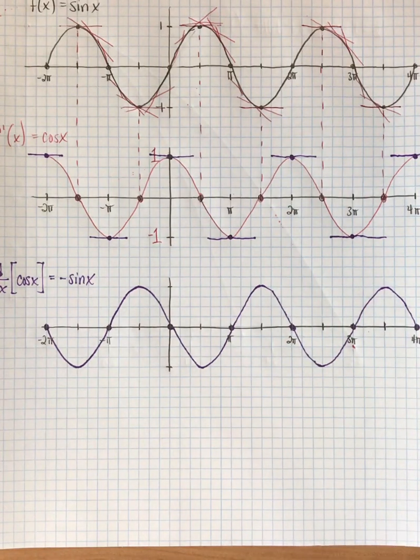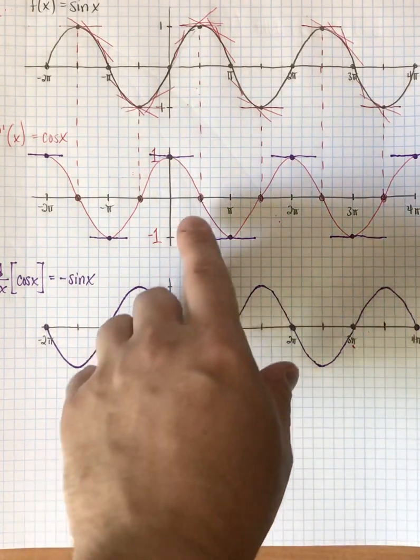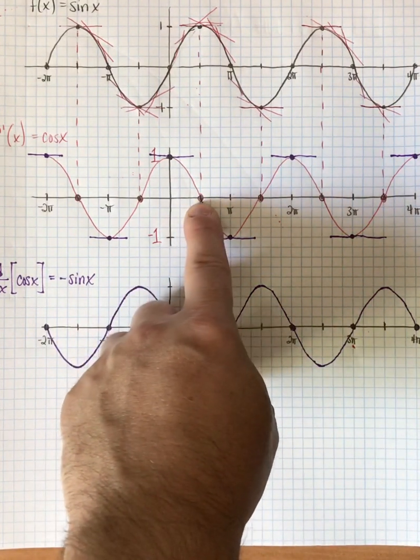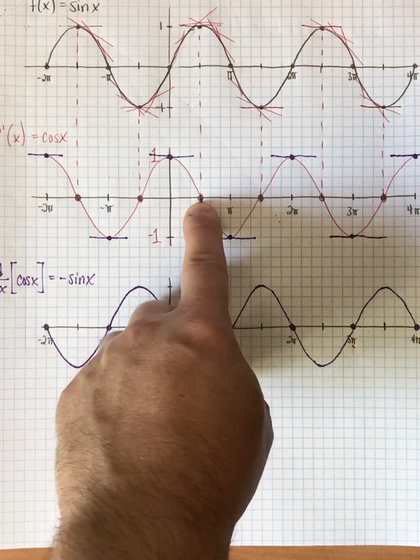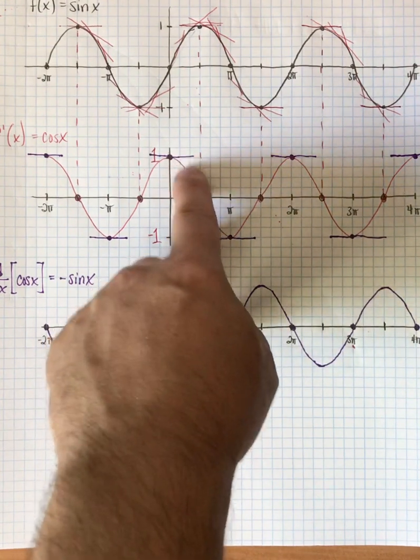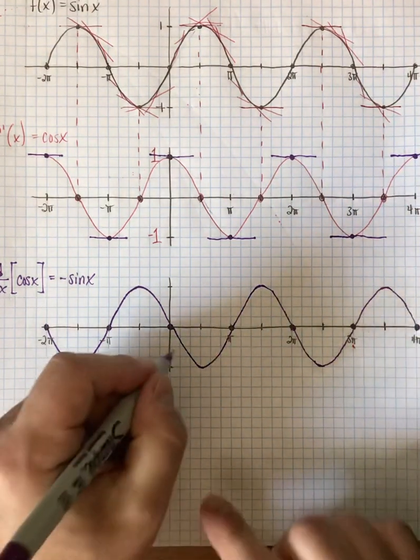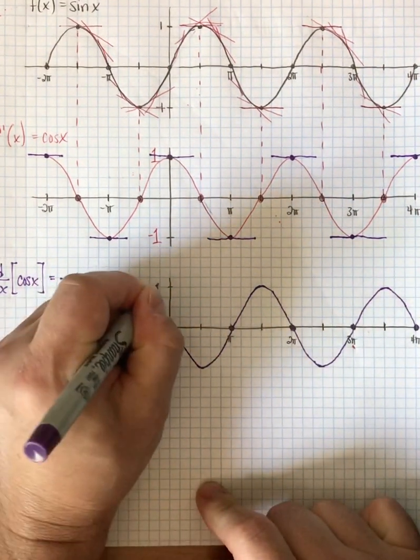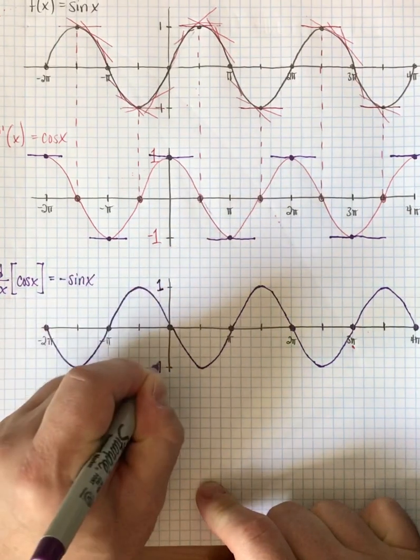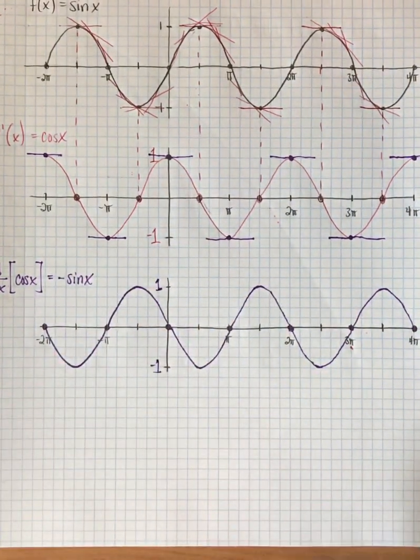Well, if cosine is the same waveform as sine of x, it just starts in a slightly different place, then when cosine of x is at its steepest, its slope should also be either negative 1 or positive 1. And from that, we can surmise that the scale on the y-axis is again the same.